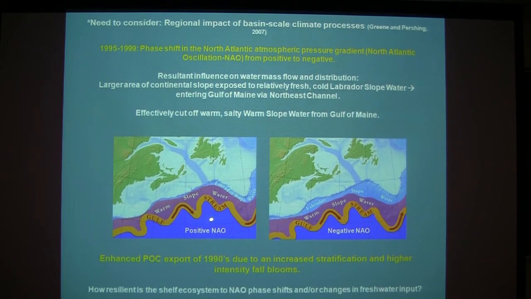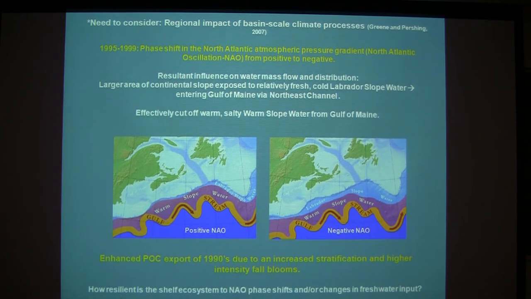So in periods of time when the NAO is positive, you'll see here, this is the warm slope water, here's the Gulf of Maine, and here's the Gulf Stream. You have the slope water forming a very thick lens, and you can't quite see it, but that's the channel that leads into the Gulf of Maine.